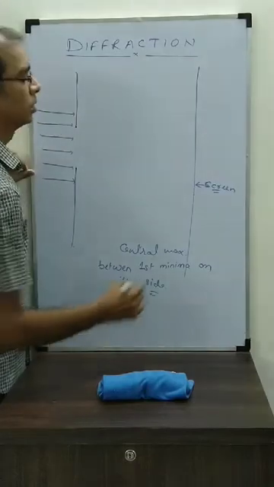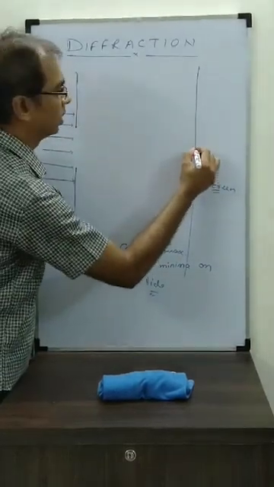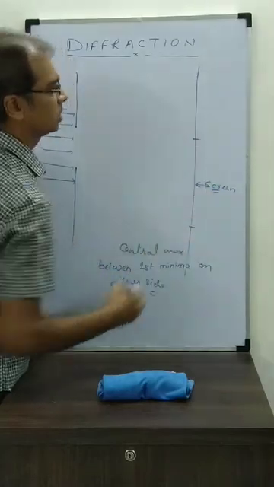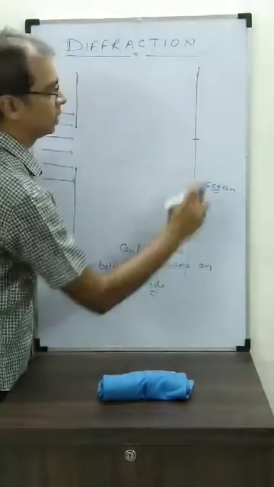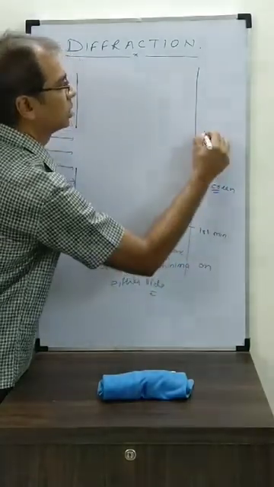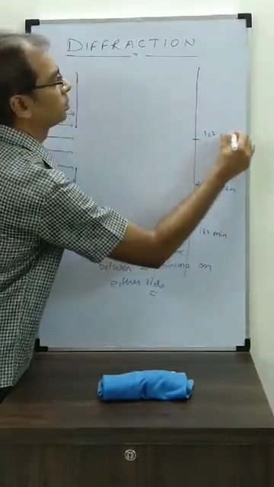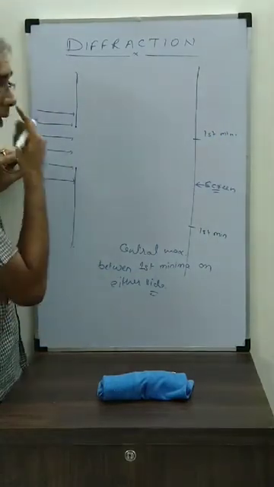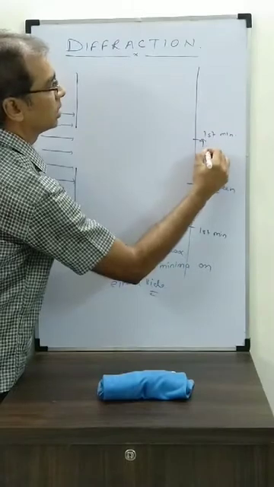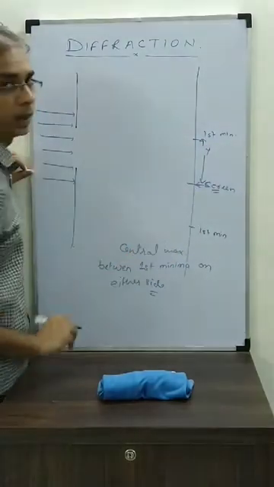So if this is the central maximum, this entire thing is the central maximum. This is the first minimum, and this is also the first minimum. To know the position particularly from the center of the screen, let's say that this is y. We have to find this y.